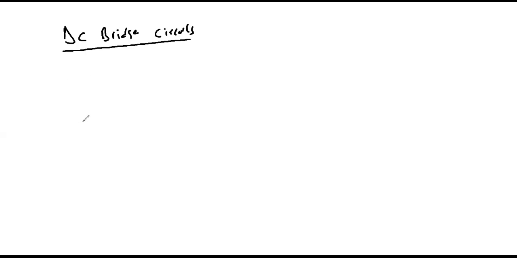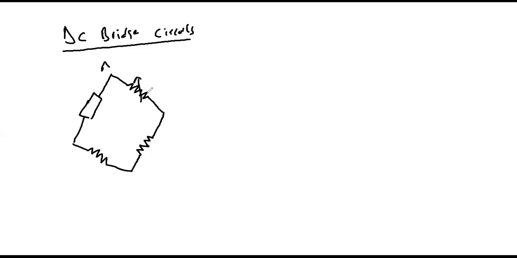The configuration of the DC bridge circuit is as follows. It has 4 arms. On the first arm, we connect the unknown resistor. On arm 2, we connect a variable resistor. And on the other 2 arms, we connect fixed value resistors. These are the 4 arms, A, B, C, and D. So this is the unknown resistance, this is a variable resistor, and these 2 are fixed value resistors.